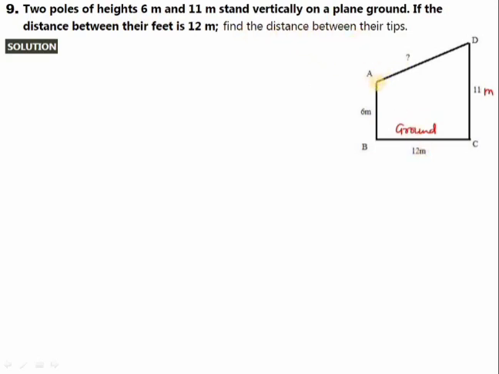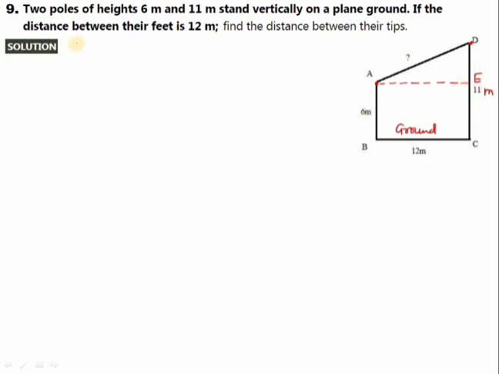Basically the distance between tips: for the first pole AB, the tip is A, and for the pole CD, the tip is D, right? So you have to find the distance between A and D, that is, you need to find AD. For that, I'll do some construction here. I'll drop a perpendicular from A to DC. Let me call this point E.